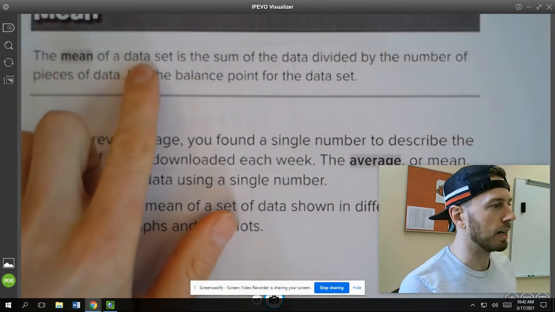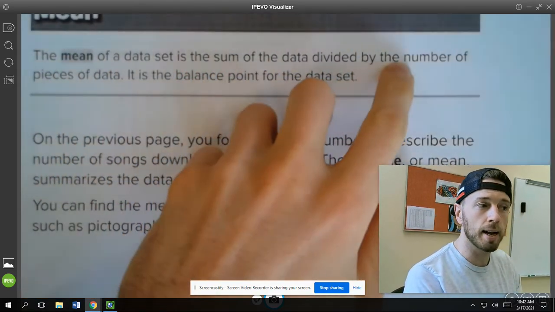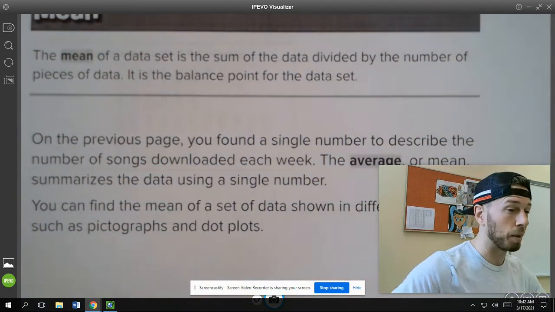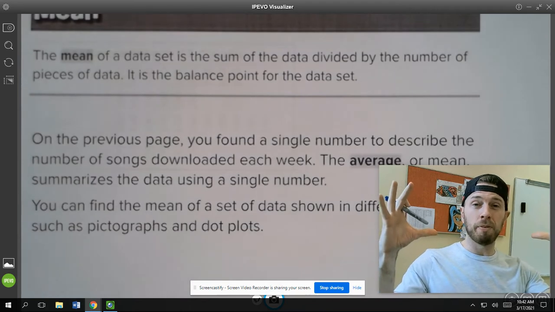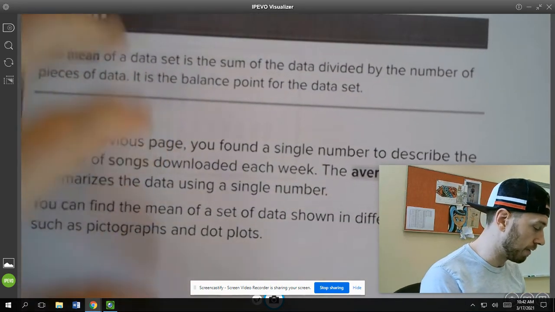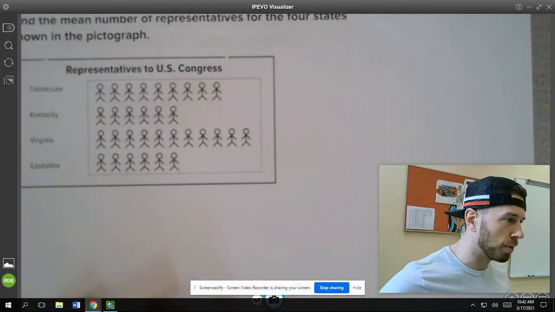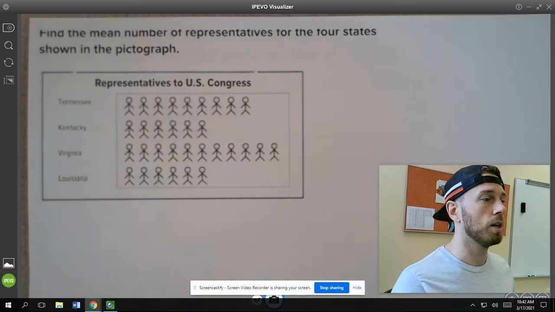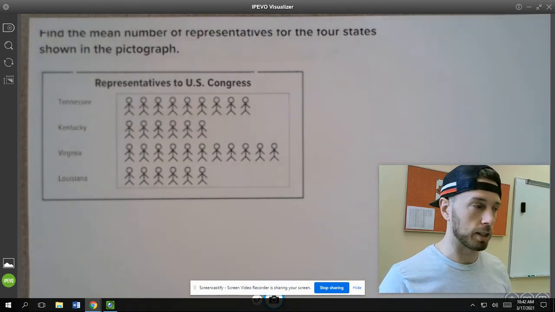The mean of a data set is the sum of the data divided by the number of pieces. We'll go into exactly what that is in a second, but essentially, big group of information, shrink it down to just one number to represent all that information. Here we are with our first example. We're going to find the mean number of representatives of the 4 states shown in the pictograph.